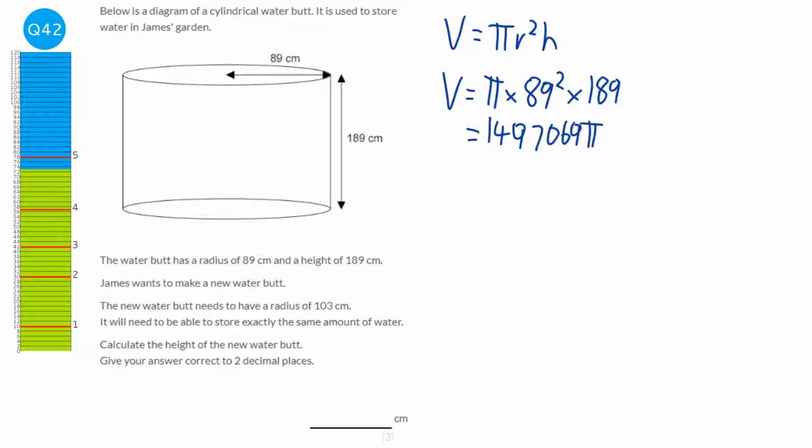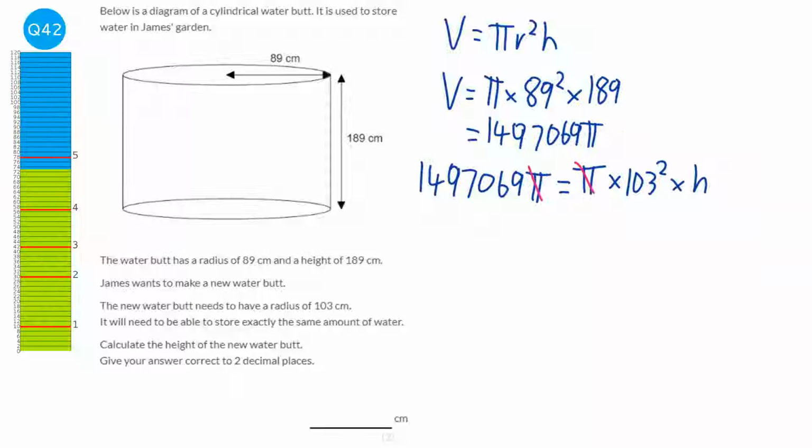Now, what we want is we want the volume to stay the same. So we're going to keep that as the volume, 1497,069 pi. But we want the radius to change. So instead of the radius being 89, we want the radius to be 103. So times 103 squared. And we're trying to work out what the height is. Okay, so first thing we can do actually is just cross off the pi's from both sides. We don't really need them at all.